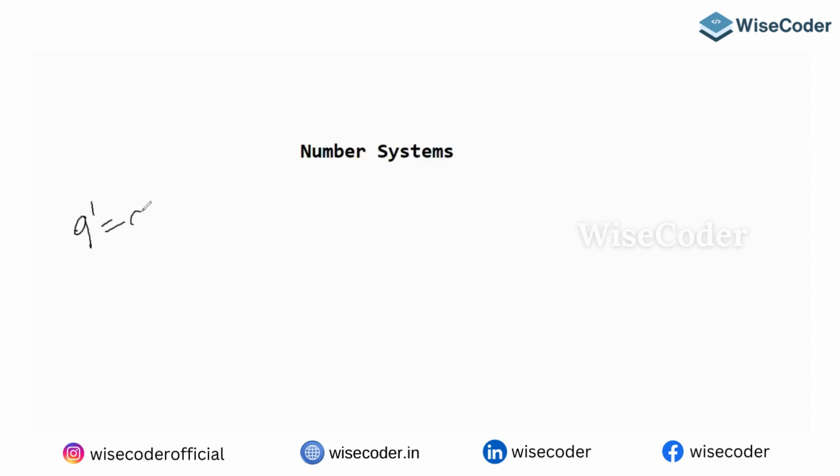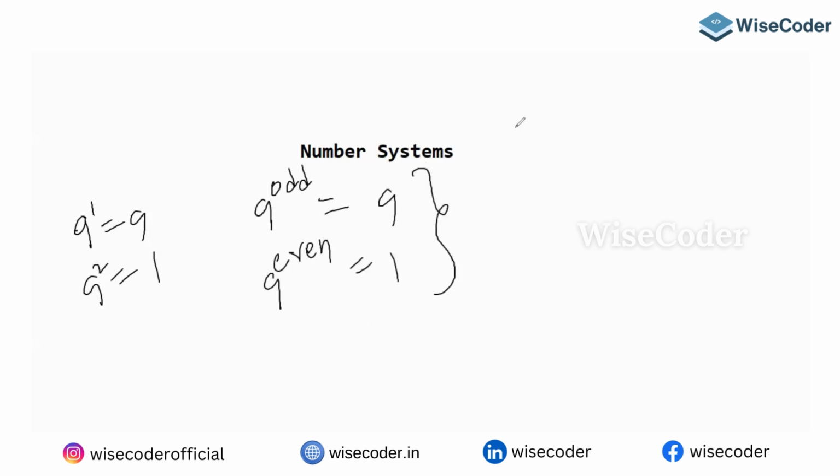9 power 1 is 9, 9 squared is 81. That's it. When you reach 1, the cycle repeats automatically. So 9 power odd, the unit digit is 9. 9 power even, the unit digit is 1. Okay, so these are the points you need to understand.